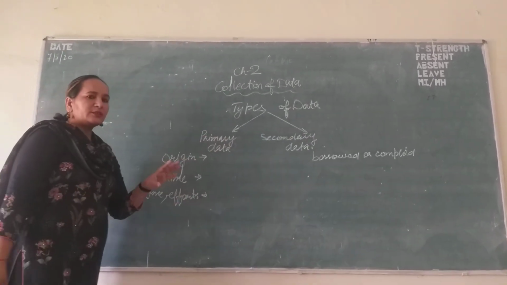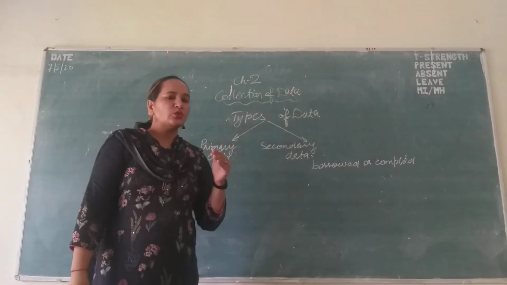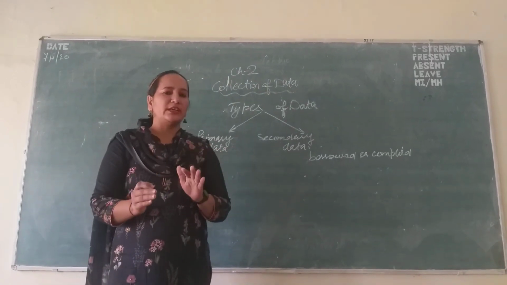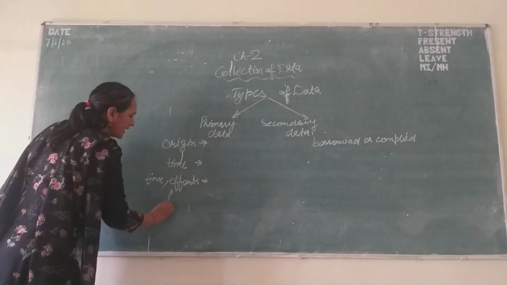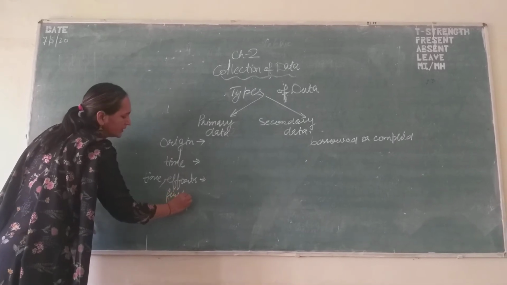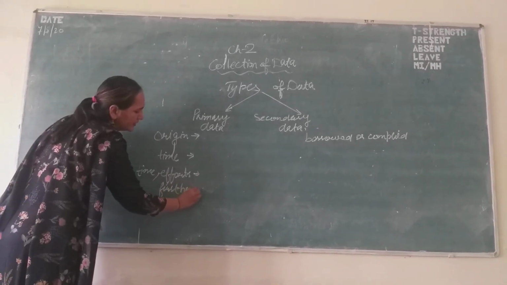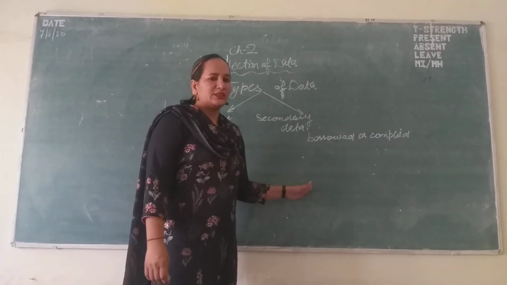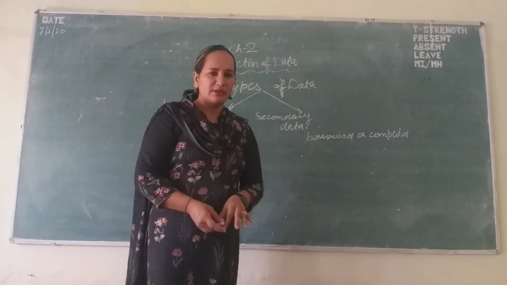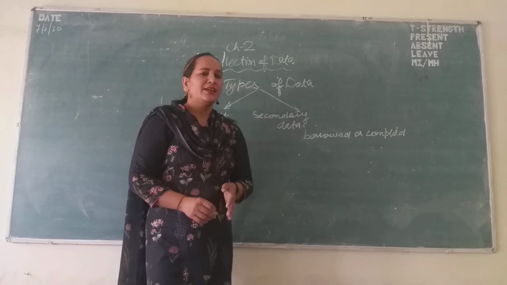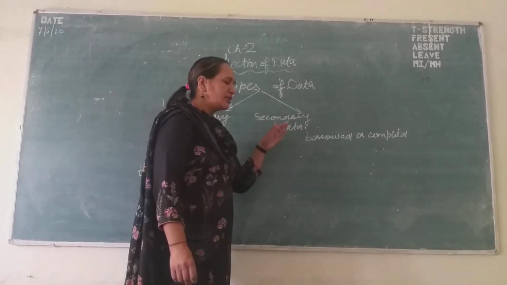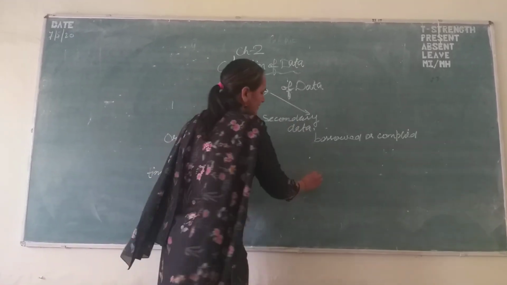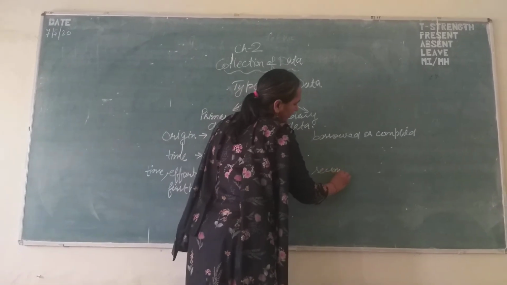Primary data is collected by the investigator from its source of origin from beginning to end. It's first-hand information. Secondary data is not collected by the investigator. It is borrowed or compiled from somewhere else where it is already in existence. So it is called second-hand data.